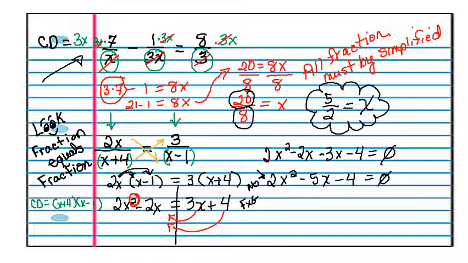Factor by grouping. So I need factors for a times c, a negative 8, that when we add them together equal our b, the guy in the middle, a negative 5. Did I do something wrong? I did. Uh-oh.